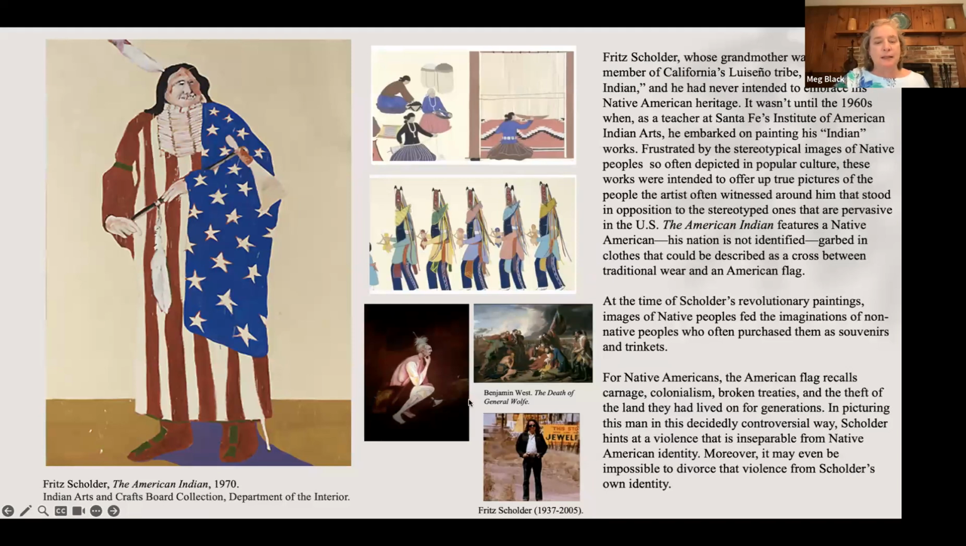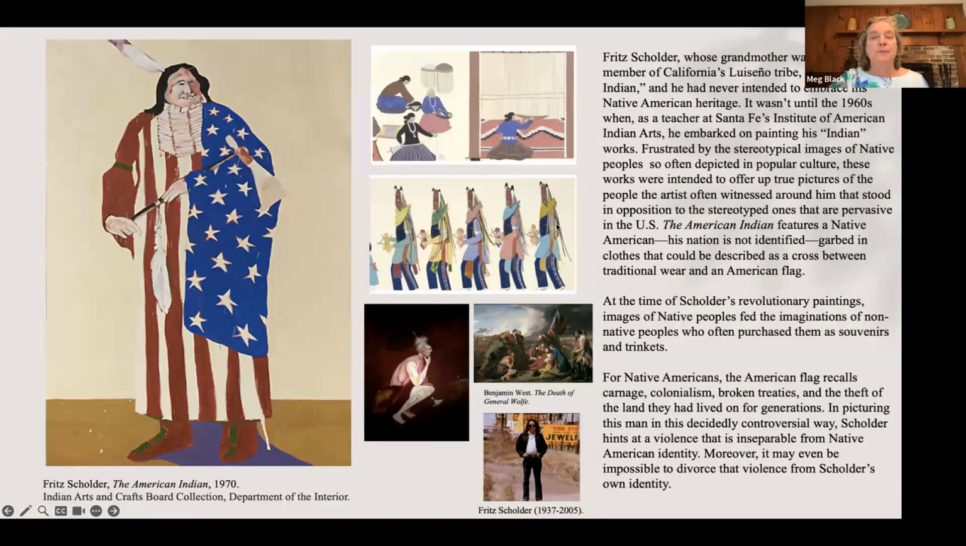Here's our friend, the Native American. He's now being painted by a Native American. This is 1970, Fritz Scholder. And Fritz Scholder is a Native American. Well, he's part Native American, and he always says that he was raised as a non-Indian, although his grandmother is enrolled in the California, and forgive my lack of pronunciation, the Luiseño tribe.